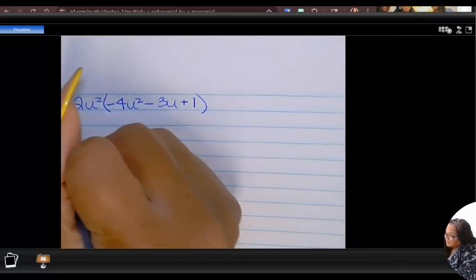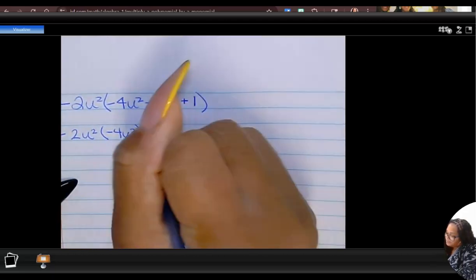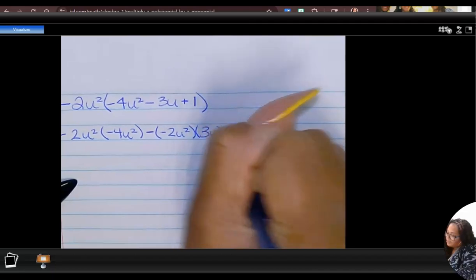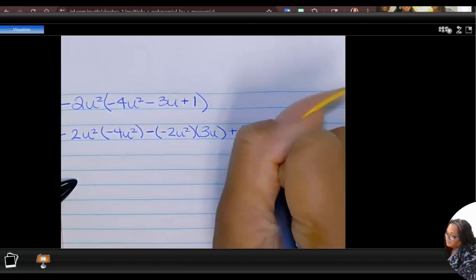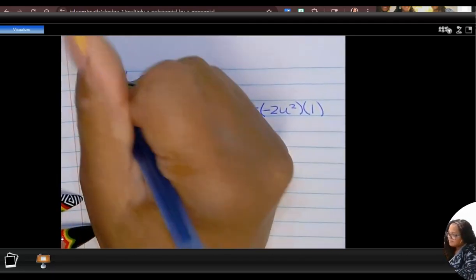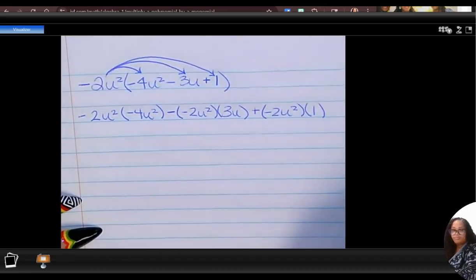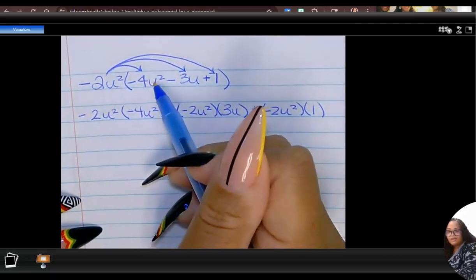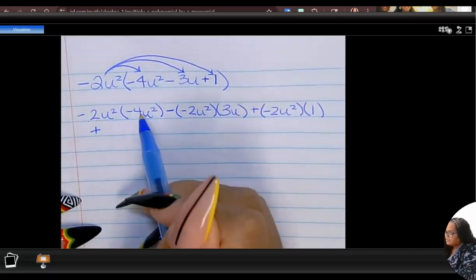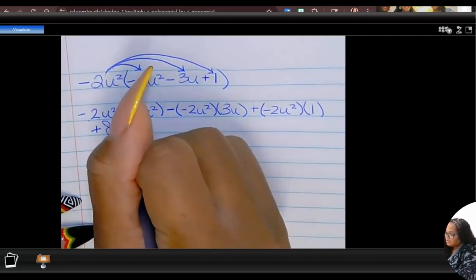So let's write it down. Negative 2u squared times negative 4u squared, minus negative 2u squared times 3u, plus negative 2u squared times 1. All of that to multiply, because that's my distributive property. Distribute means to multiply by everything in the group. Everything outside the group gets multiplied by what's inside. So change your sign. This now becomes positive. Multiply by 2. This is 8. And then change your power by adding 2. So this is 8u to the 4th power.